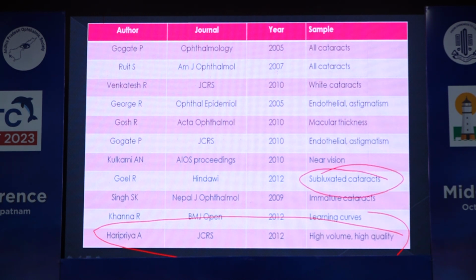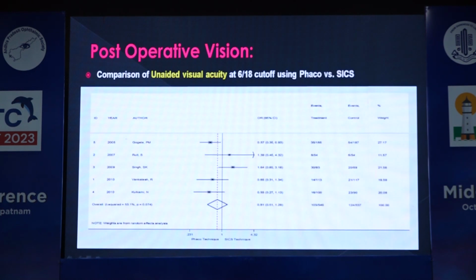If you want to do a subluxated cataract or one with a low endothelial count, they prefer SICS more as compared to Phaco. Post-operative vision: when we take an uncorrected visual acuity of 6/18, both SICS and Phaco fall in this same domain.